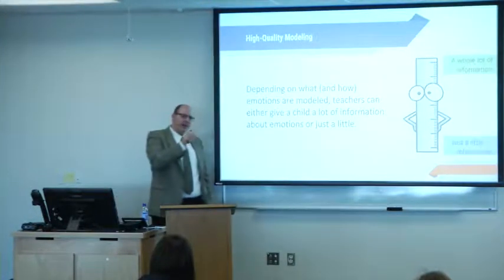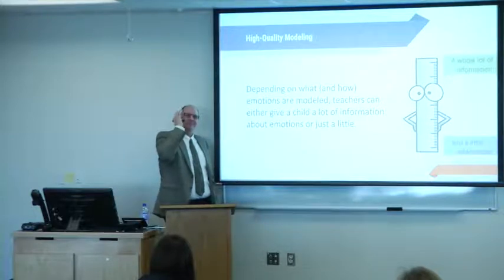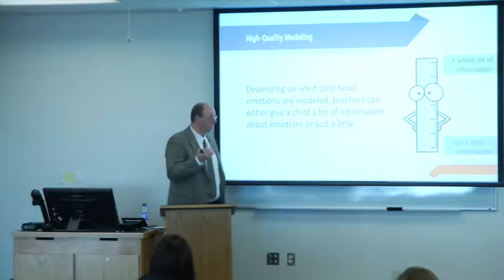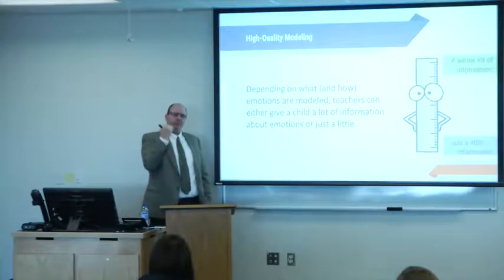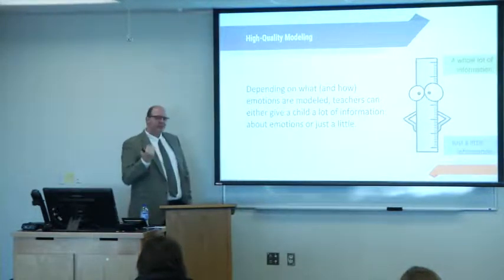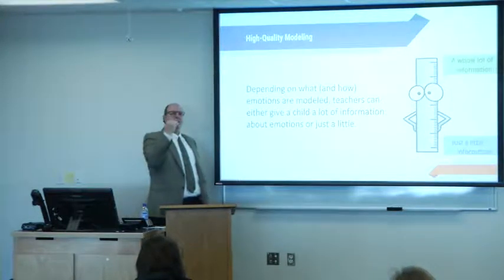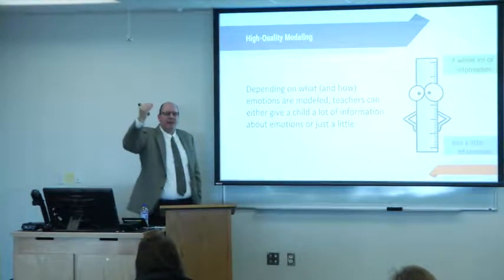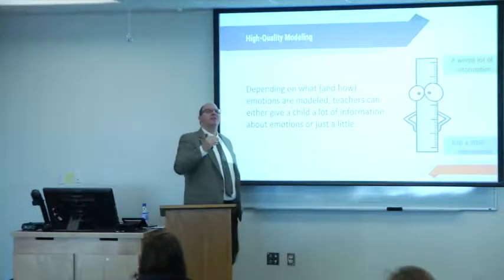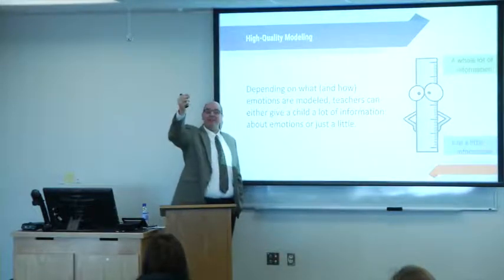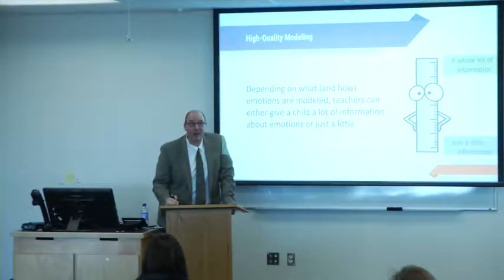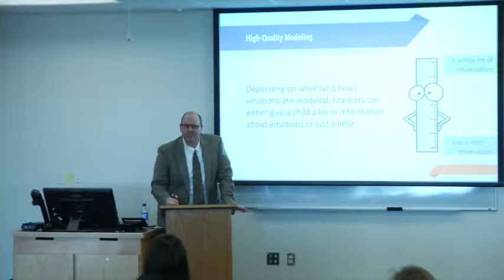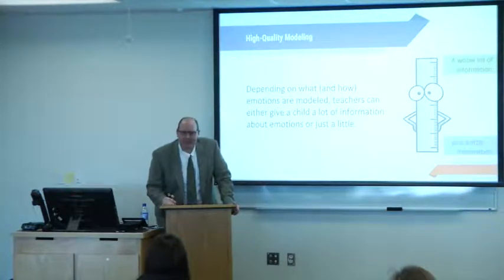Now, part of what I want to start to, it's important for how we've created this measure. What we thought about as we're creating items is essentially what items are better and worse, not the items themselves, but they get at better aspects of modeling and worse aspects of modeling. Like, what does really high quality modeling look like? What's low quality modeling look like? What's in the middle? What's a little bit better than that?